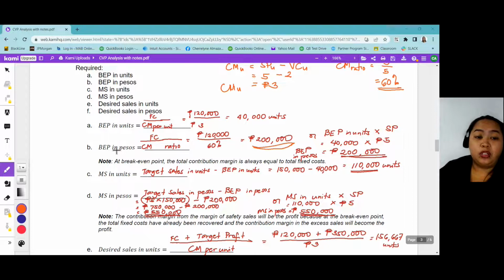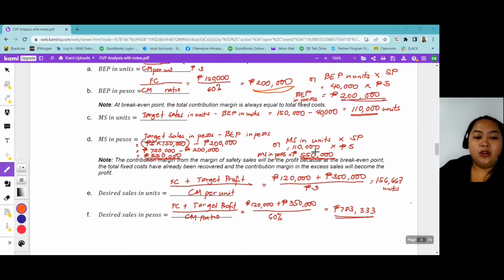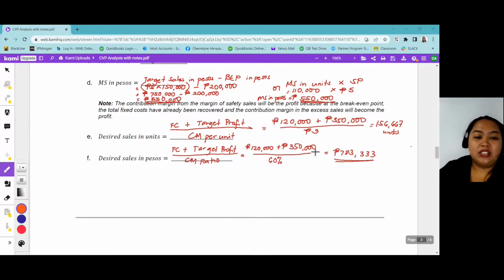Okay? So be careful ha. Tignan nyo yung tanong. Kung ang tanong ay in units, dapat ang sagot natin ay in units, walang peso sign. Pero kapag in pesos, dapat may peso sign naman. Okay? Now, let's proceed to desired sales in units.